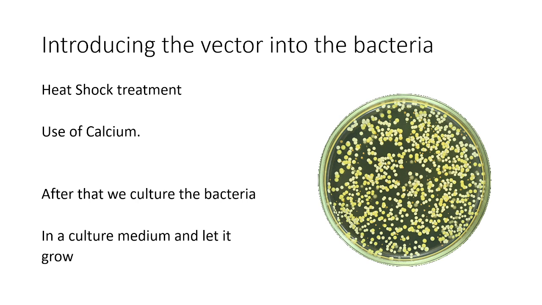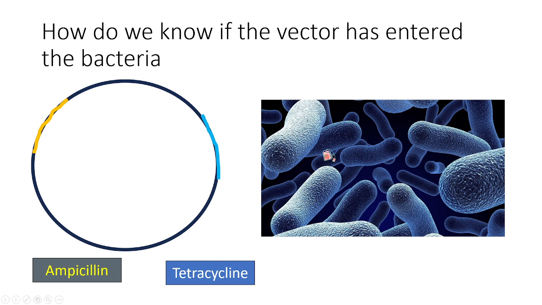To do that, we use various treatment modalities called heat shock treatment or using a high concentration of calcium. This can push the vector into the bacteria. Once the vector has gone into the bacteria, we culture the bacteria in a suitable culture medium, usually agarose. And the bacteria will grow to produce colonies like this. How do we know whether the vector of our interest has entered into the bacteria or not? To address this question, we should revisit our plasmid, and our plasmid is such that it has got two sites of antibiotic resistance. Antibiotic resistance for ampicillin, antibiotic resistance for tetracycline.